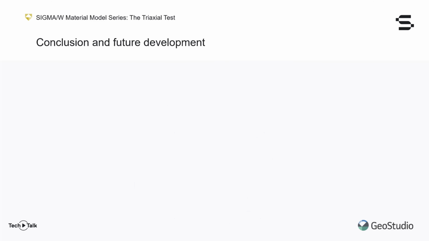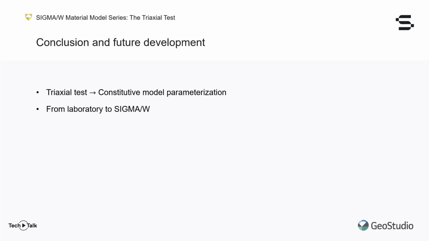To conclude, in this webinar, we reviewed the triaxial test. All the material models we presented during the last 2 years through our SIGMA/W material model series used this laboratory test in some way or another. We reviewed how it is performed in the laboratory so that we could have a clear idea of how to simulate it in SIGMA/W.